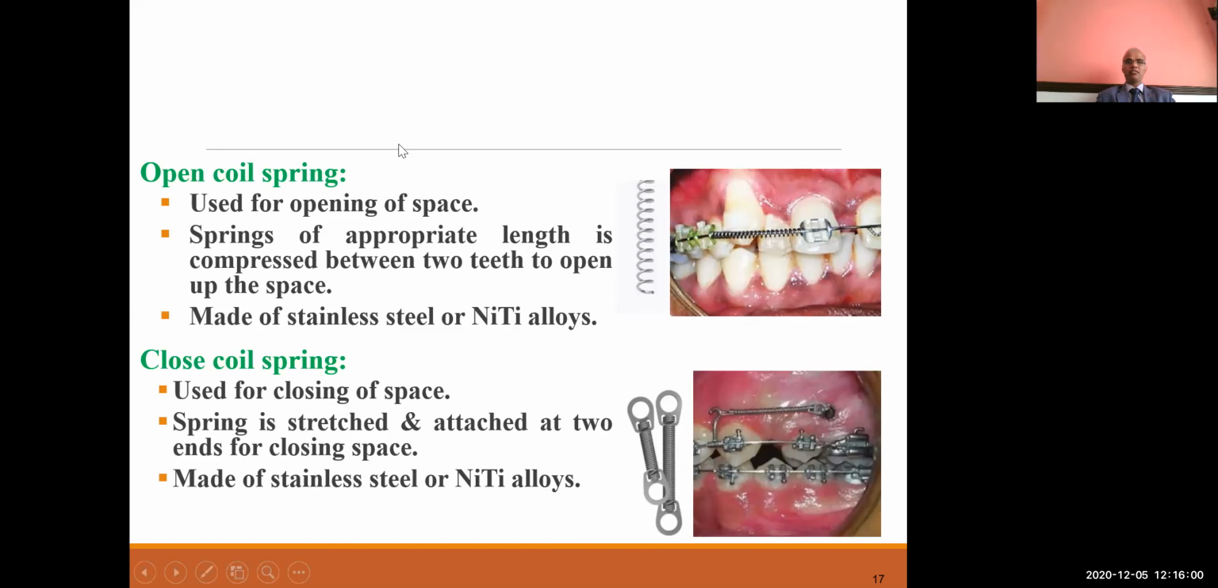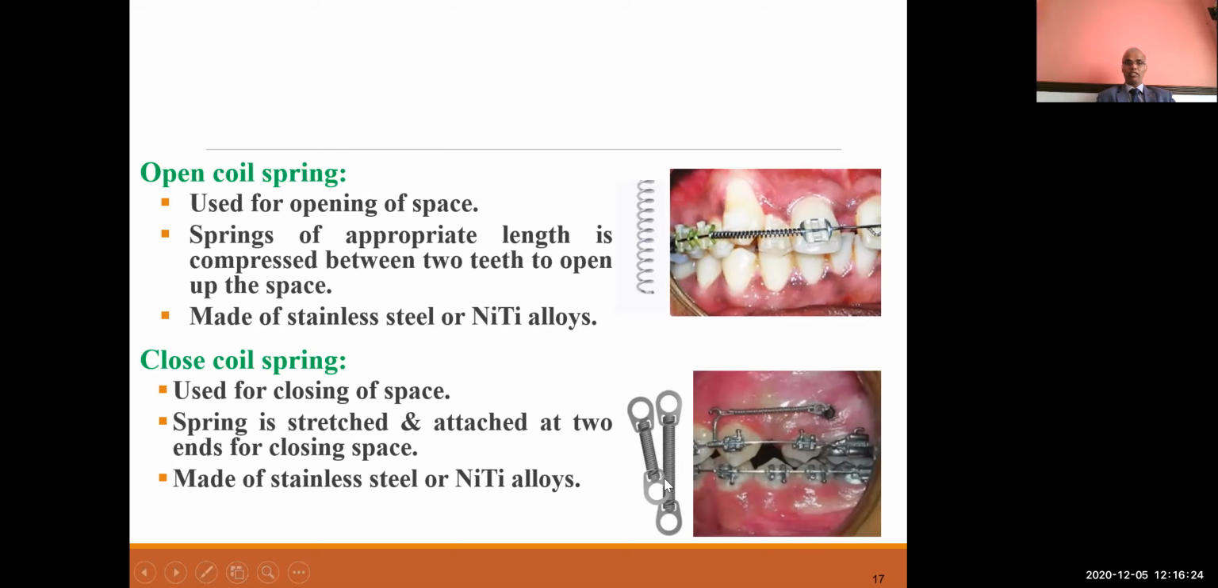The open coil springs, these are open coil springs used for opening a space. For this, a spring of appropriate length is compressed between the two teeth to open up the space. These are made up of either stainless steel or nitinol.